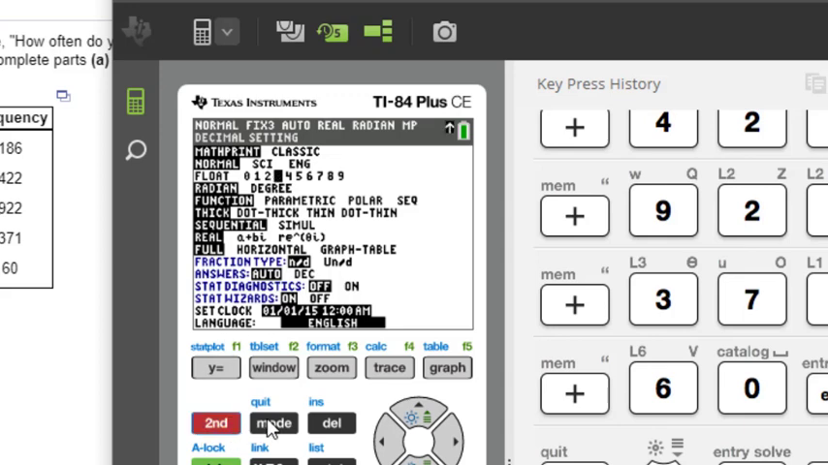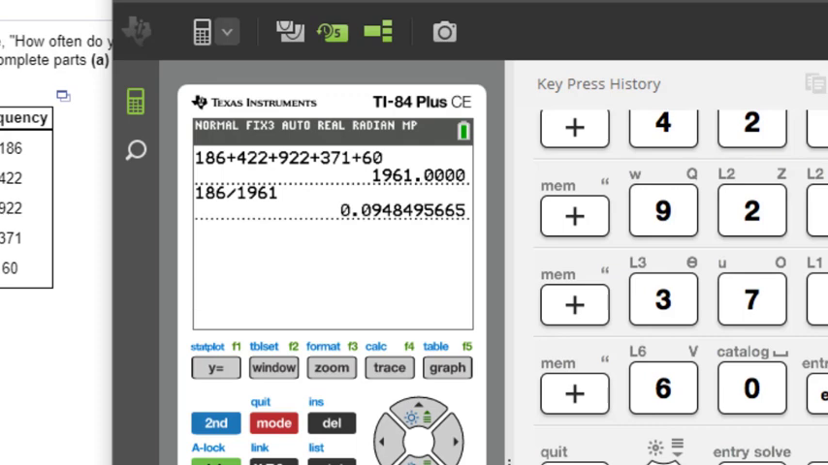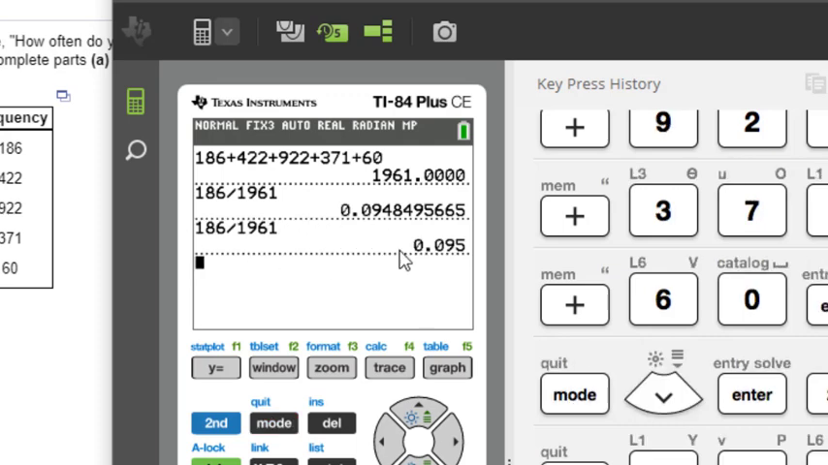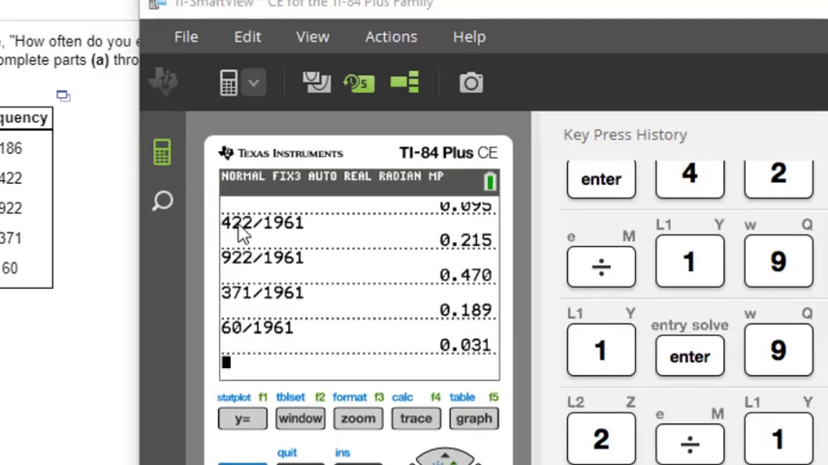I'm going to press second mode to quit. And I can just press enter. And there's that same one, and I've got 0.095. So that's what I'm going to put in there. Okay, so right on the calculator, I just went ahead and put the rest of these in. So we're going to populate with these values here: 0.215, 0.470, 0.189, and 0.031.